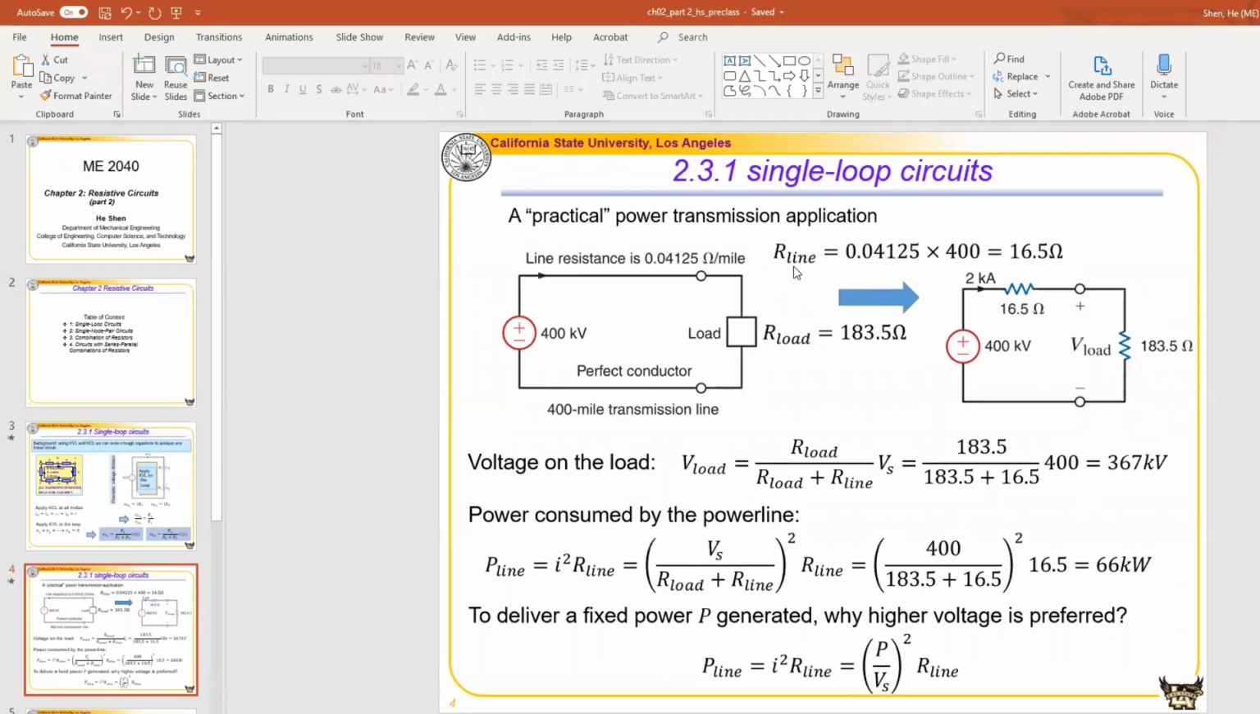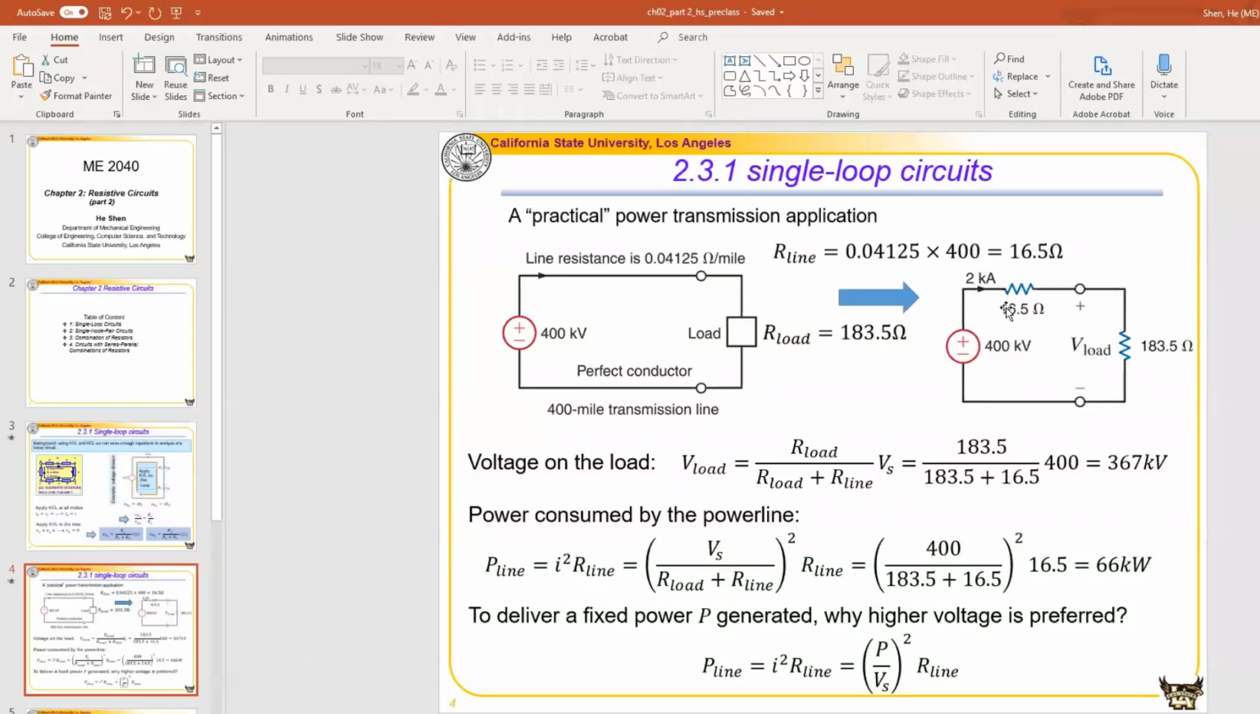So we did the calculation for this power line, that is equal to this much per mile times 400 miles. So that is 16.5 ohm. So now we have a circuit like this. So I can calculate the voltage on the load end by using the voltage divider. The voltage on the load will be equal to the resistance on the load divided by the total resistance times the total voltage applied on these two resistors.